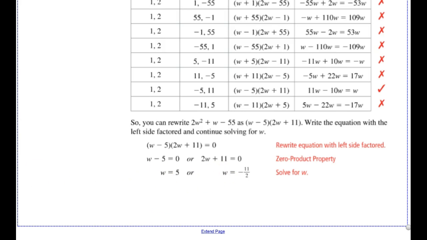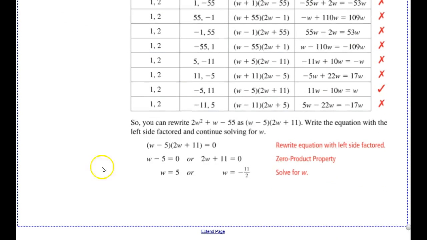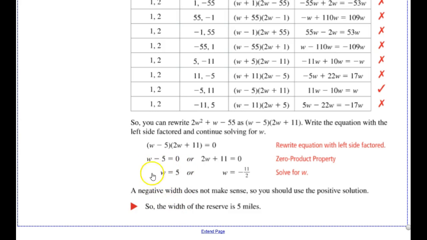So now let's look at what we're talking about. I see up here that W was the width of this preserve. Can I have a negative width? No, that's not a possible thing. So I know that I only want to be using this positive solution. So my width of my reserve is 5 miles, right? I know I'm dealing with space and area, so I can't have a negative width. That doesn't make sense, so I can get rid of that one. So that's why we always want to look at our answers in the context of the problem to see if they actually make sense and will work.